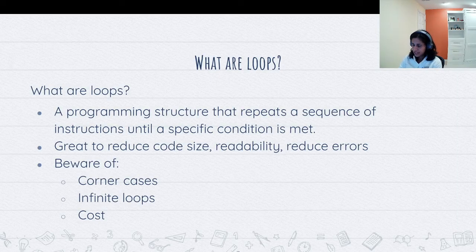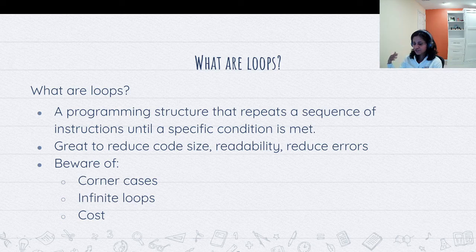What are loops, right? Loops are a programming structure that basically repeats a sequence of instructions until a condition is met. If you've baked a cake or followed any recipe, an example would be: add 1 cup of flour, 1 cup of oil, and then crack 4 eggs and add the 4 eggs, right? So your recipe could read like that, or it could read add the first egg, add the second egg, add the third egg, and add the fourth egg.